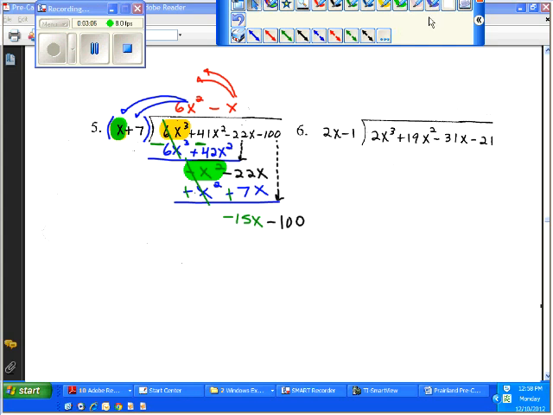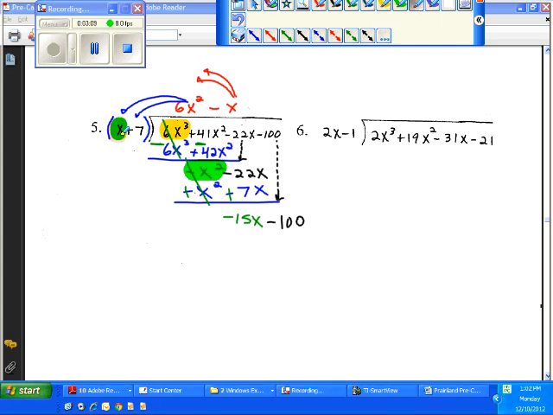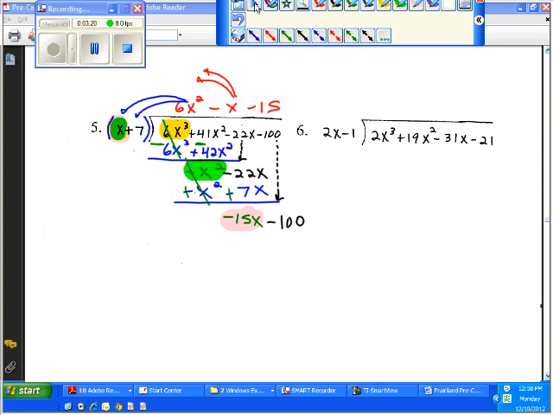How many times will, and don't forget we look at first with first. How many times will x go into negative 15x? Negative 15. And then we multiply, not forgetting to distribute. Negative 15 times x is negative 15x. Negative 15 times 7 is negative 105. Then we subtract in the way of changing the sign and adding. Those cancel, and we get 5.